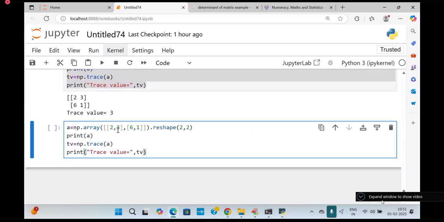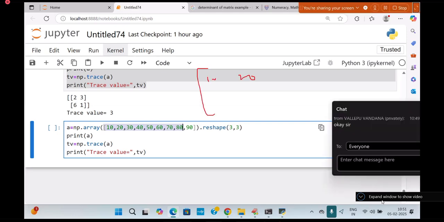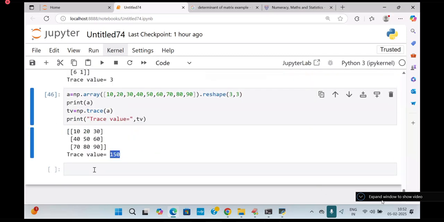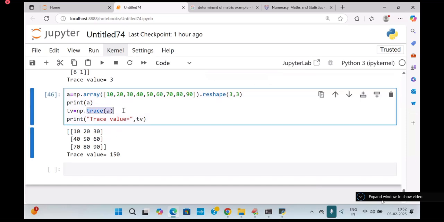Take the matrix one more time. I will write 10, 20, 30, 40, 50, 60, 70, 80, 90, dot reshape of 3 comma 3. Total how many elements? 9. What is the sum here? 10 plus 50 plus 90, so you need to find 150. Are you following this 150? This is a trace.